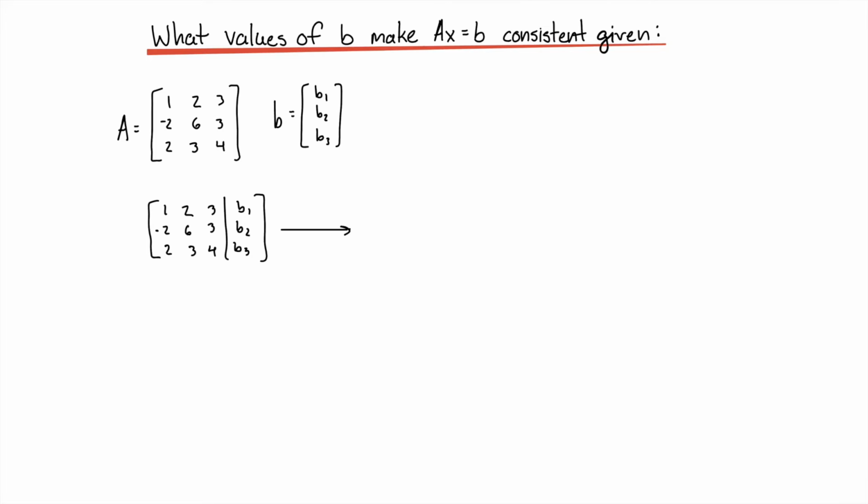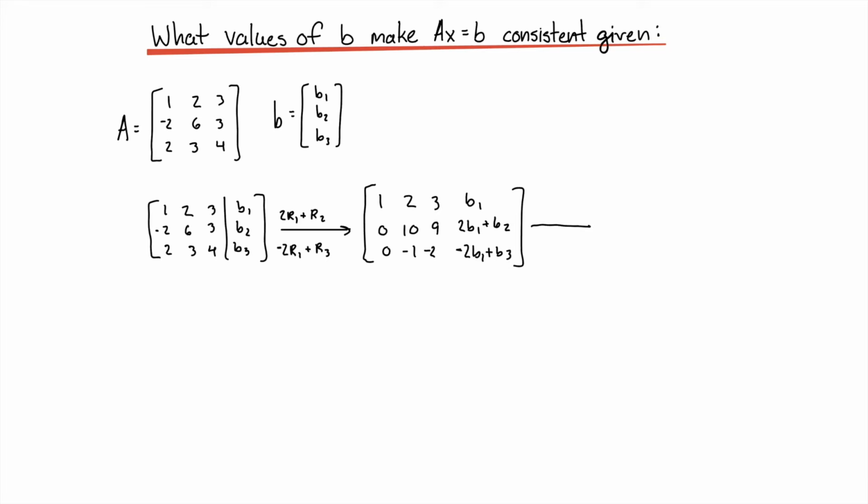And so we're going to take the first row and multiply it by 2 and add it to the second row. And take the first row, multiply it by -2 and add it to the third row. Next, we're going to multiply the second and third row by scalars. So for the second row, we'll multiply it by 1/10. For the third row, we'll multiply it by -1.